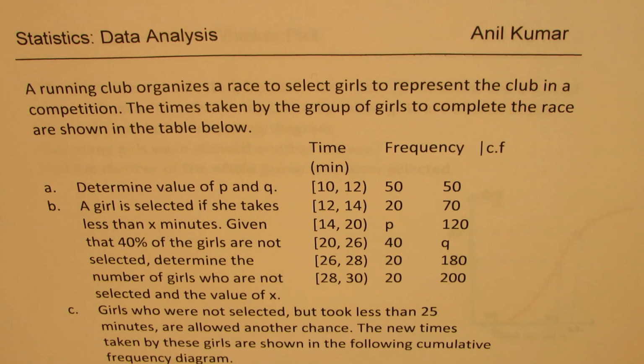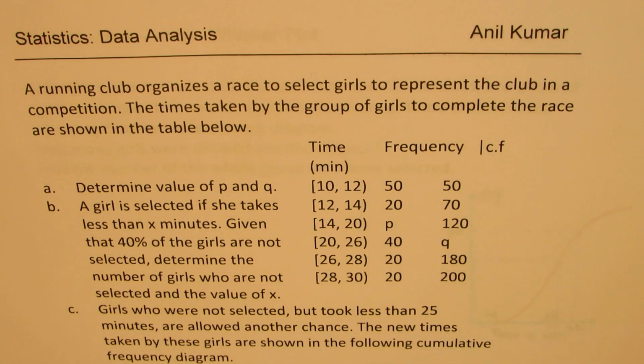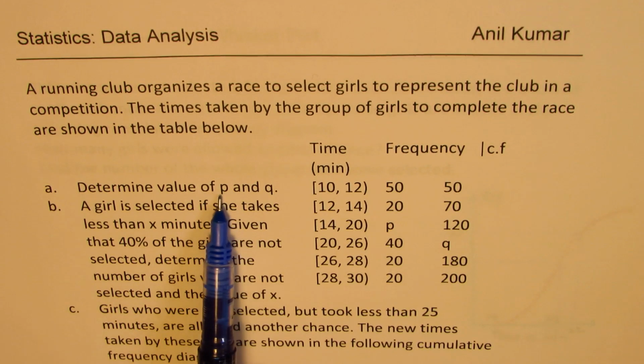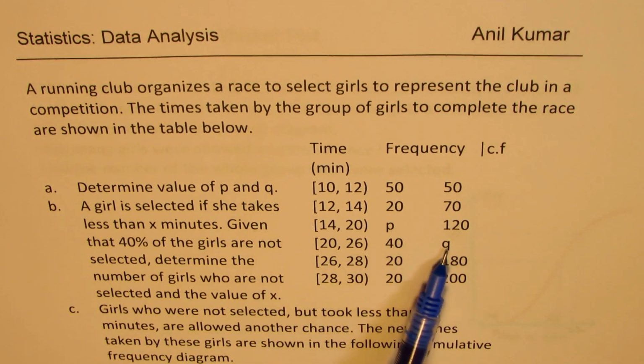The question here is, a running club organizes a race to select girls to represent the club in a competition. The times taken by the group of girls to complete the race are shown in the table below. So this is the table which shows the data. Part A. Determine the value of P and Q. So these are the two values which you need to find.